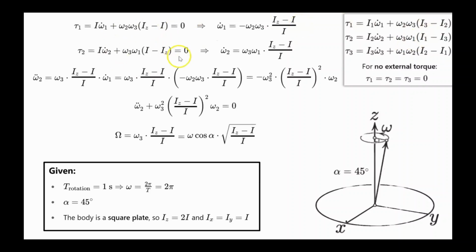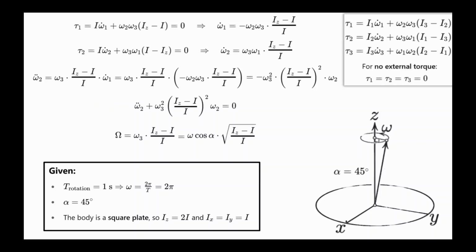This is the second Euler equation. I can set it equal to 0, do the same manipulation, and solve for the time derivative of omega 2. That's equal to omega 3, omega 1 times (Iz minus I) over I. Then I can take the derivative of omega 2. That's equal to this expression, which has an omega 1 dot in it. I can then replace omega 1 dot with the right side of the equal sign. We're left with this differential equation for how omega 2 behaves with time.